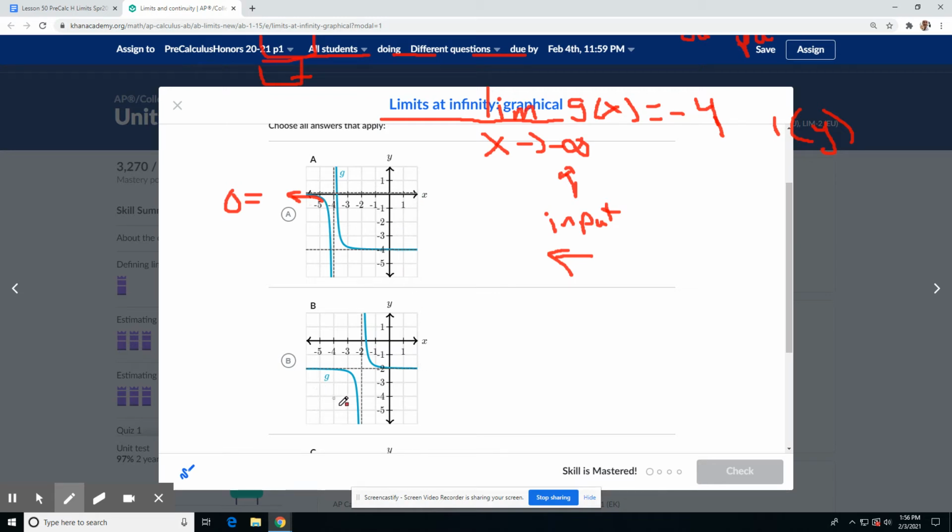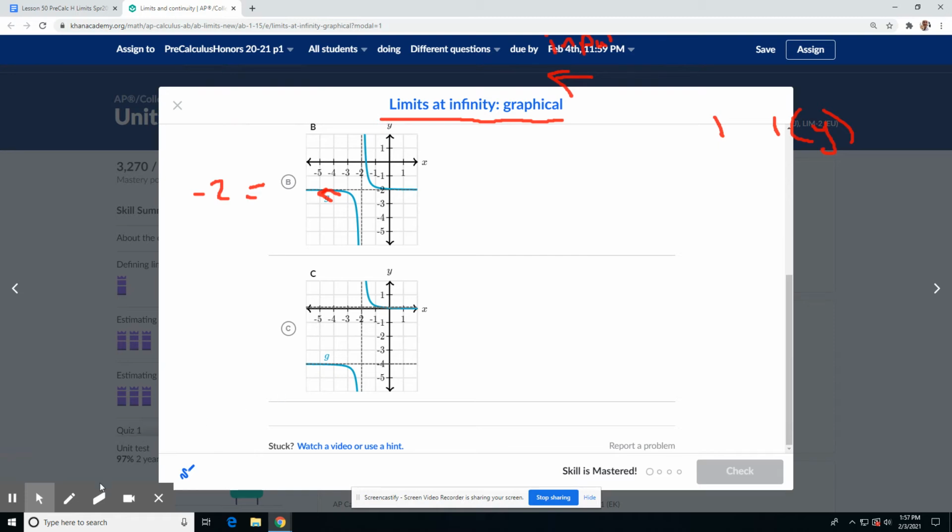Where does this one infinitely go to as we go to the left? That's this one right here, infinitely close to, this one equals -2. And let's see the last one, and yes, it does. As we go to the left, this gets infinitely close to an output of -4. Therefore, that's our solution.